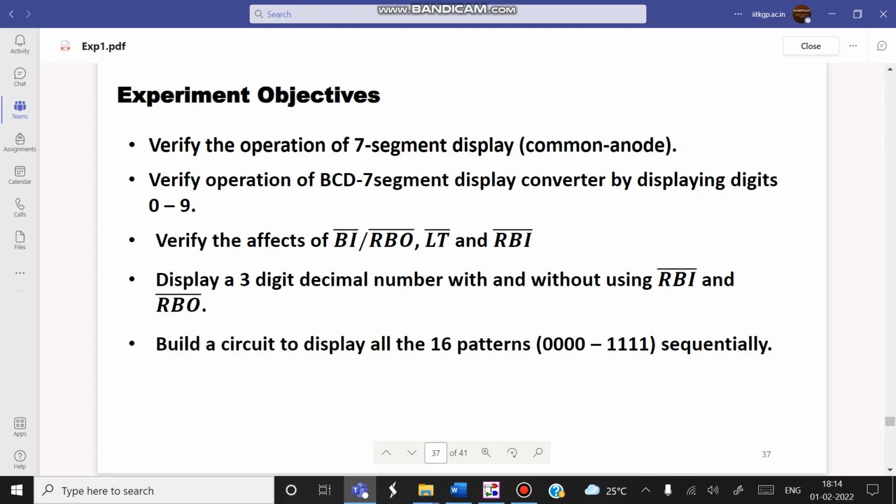Today I am discussing my results and observations in Digital Electronic Circuits Lab Experiment 1. The first objective was to verify the operation of the 7-segment display in common anode mode.